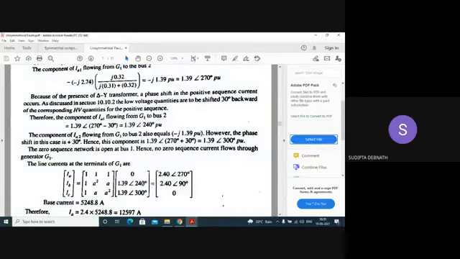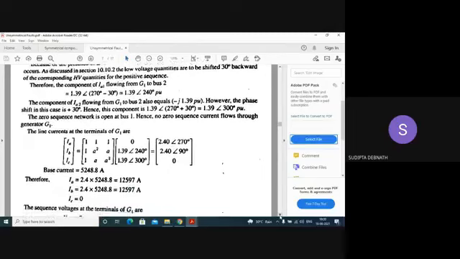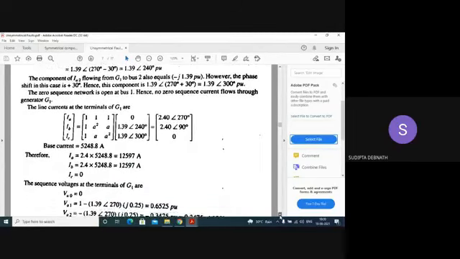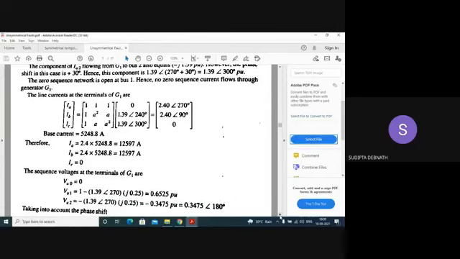You find the base current, then multiply the per unit values by the base current and find out the phase values. Okay, and they have found out that IC equals 0. So you just find that from this equation only. And what will be the sequence terminal voltages? It will be VA0, VA1 and VA2.